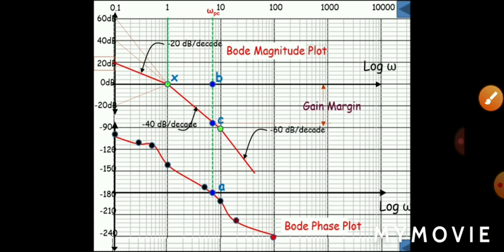Similarly, here the 0 dB reference line: your gain plot intersects the 0 dB reference point. At this point, take a straight line. Here we give omega gc, the gain crossover frequency. Then this line, minus 150 to the reference line, is your PM, that is the phase margin.